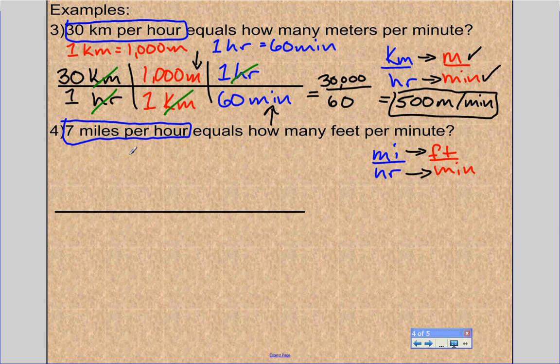Actually, step back. I forgot we got to write our conversion factors. So we need miles to feet. So 1 mile equals 5,280 feet. Hours to minutes, 1 hour equals 60 minutes. Now I can write down what I started with. 7 miles per hour.